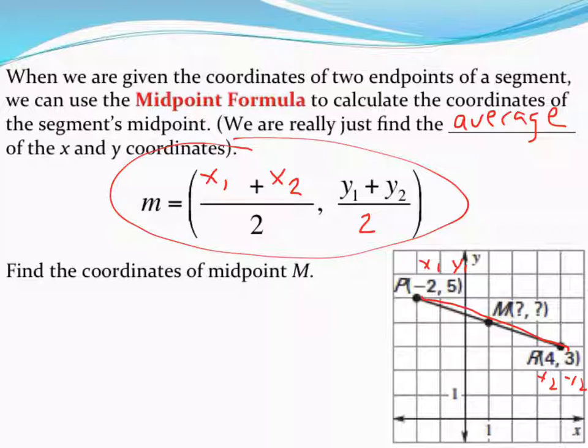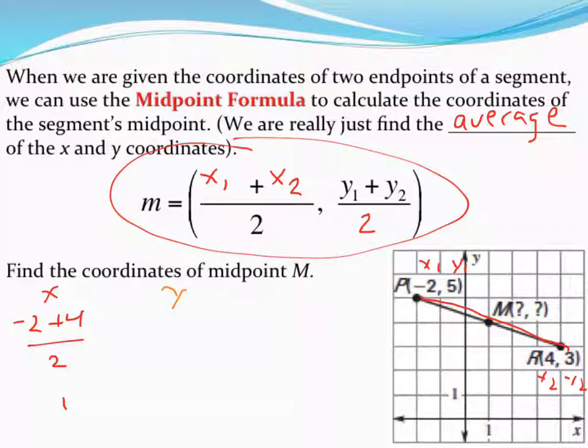And then let's go ahead and use our formula. I usually do this in a little chart type thing. So for example, I'm going to start with my x values. My x1 is -2, and I'm going to add that to my x2 value, which is a 4, and then take half of that. -2 plus 4 is 2, and then 2 divided by 2 gets me a 1 for the x value.